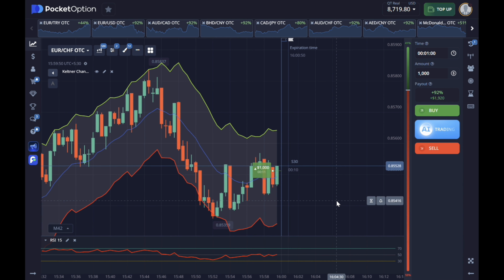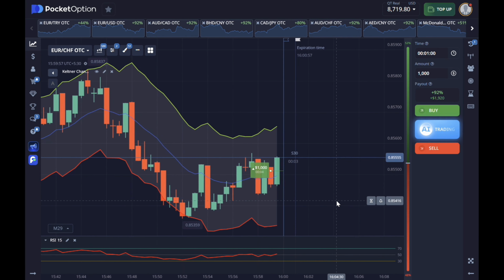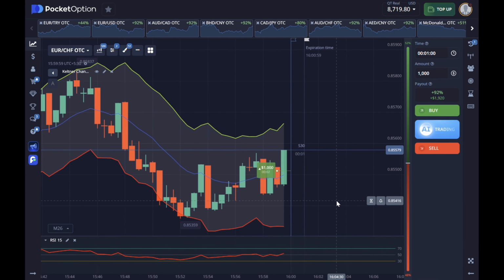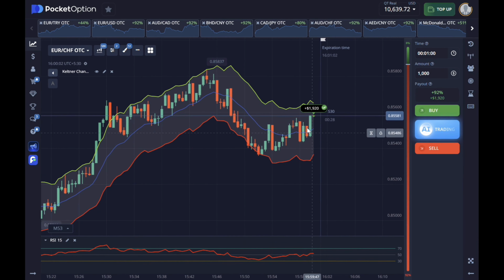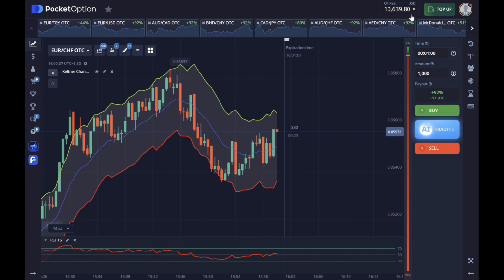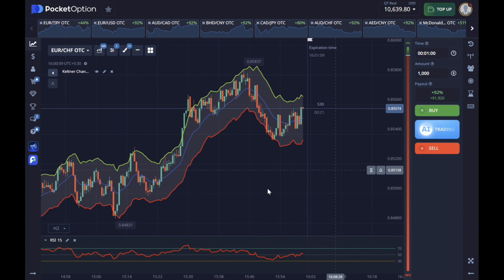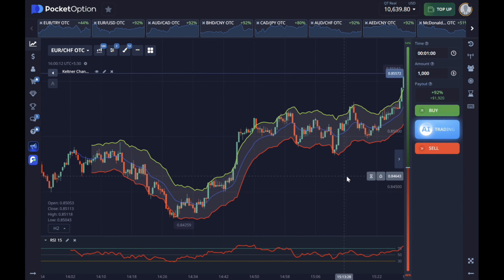Now the market is trying to move up, and in about 9 seconds, our trade could be profitable. Our candle also seems to be moving upwards. Okay, so our trade has become profitable and I've booked a profit of $1,920 here. Now our live account balance is $10,609.